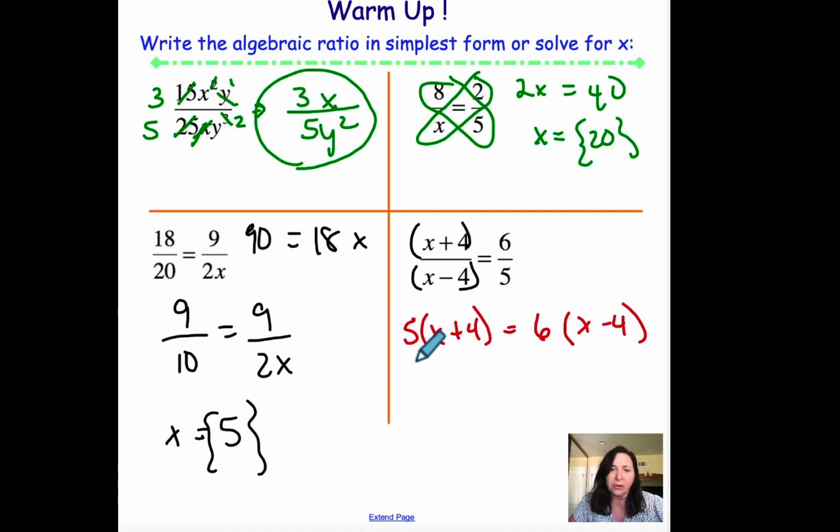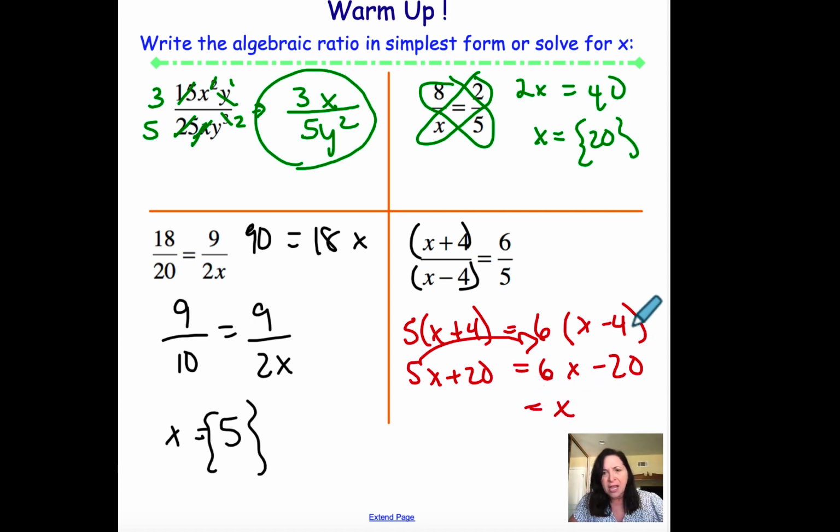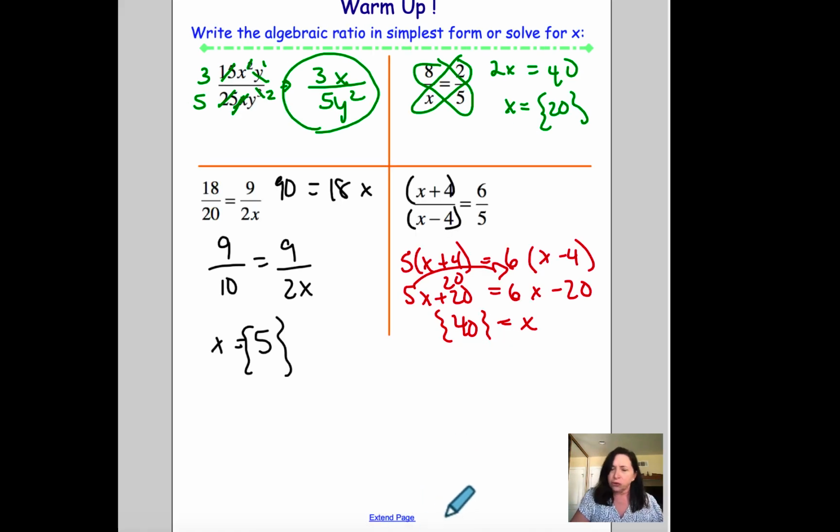We're going to go 5 times x plus 4 equals 6 times x minus 4. And I'm going to distribute. I get 5x plus 20 equals 6x minus 20. I'm going to move this 5x to the other side. So subtracting 5x gives me 1x left. I'm going to add 20 to both sides. I get x equals 40. Again, these are solution sets. These are solutions, so put your answers in solution sets.